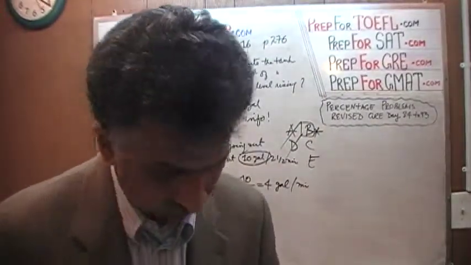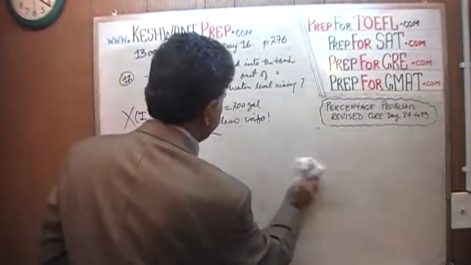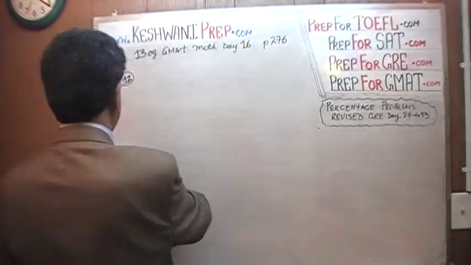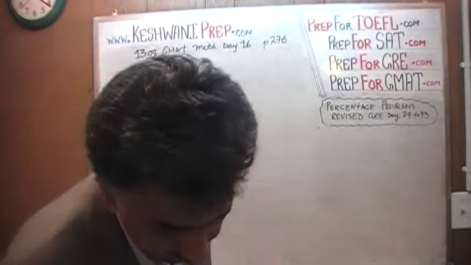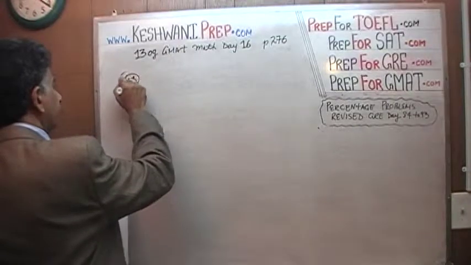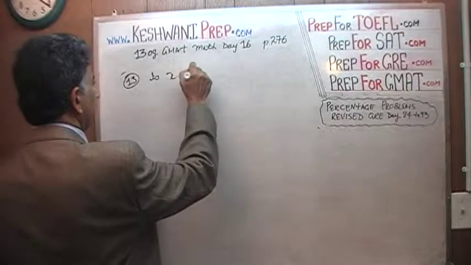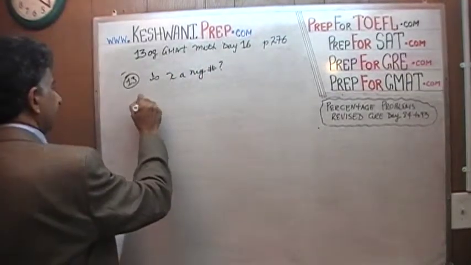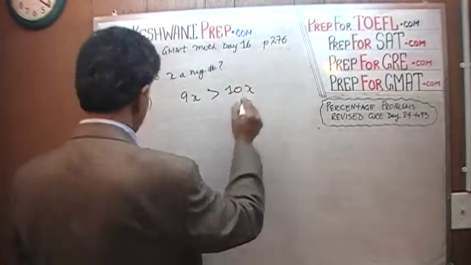Next one, number 13. It says, in number 13, all they are asking is if x is negative. Is x a negative number? That's all they're asking. The first statement tells us that 9 times x is more than 10 times x.